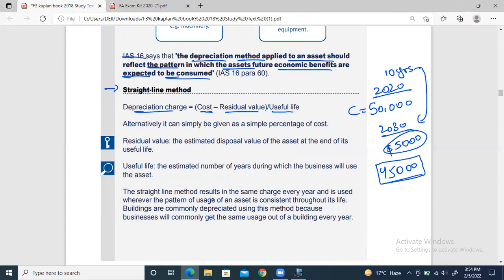And we divide this whole amount by the useful life. So for example, 45,000 divided by 10 years. So the per year depreciation over here will be 4,500. So this is the straight line method. And again, remember I told you above, this will be the same in every year. First of all, it will be charged on cost. Secondly, it will remain the same each year. So this 4,500 will be charged each year in the same manner.